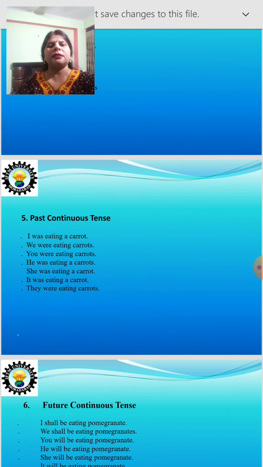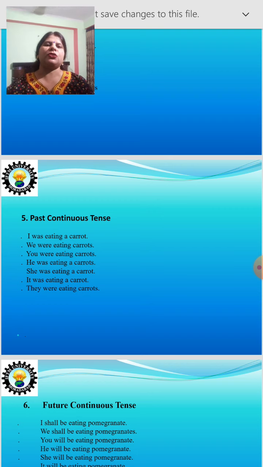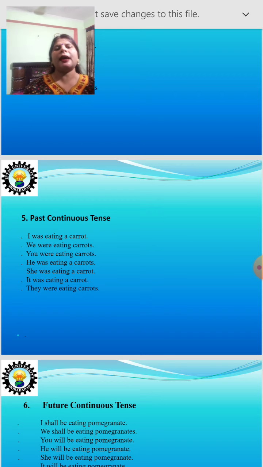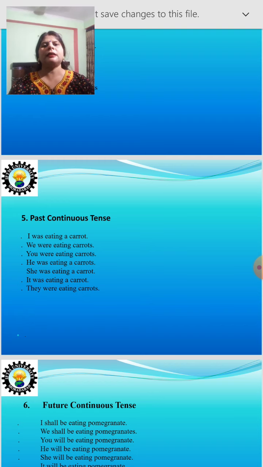In past continuous tense we use was, were plus first form of the verb plus ing. I was eating a carrot. You were eating a carrot. He was eating a carrot. They were eating carrots.